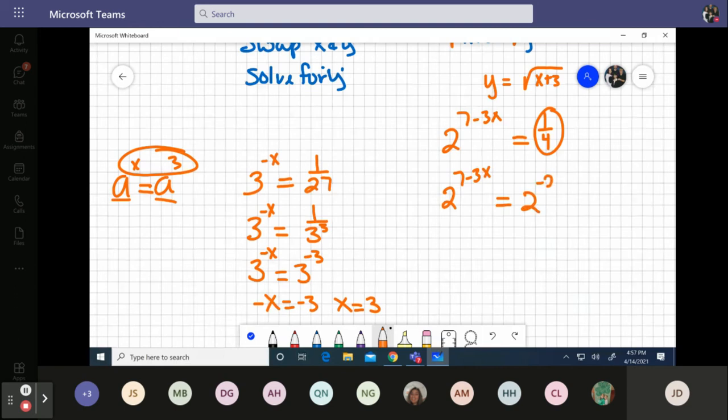Two to the negative 2, right? So that gives me 7 minus 3x is equal to negative 2. Getting rid of that 7, negative 3x is equal to negative 9. Dividing by that negative 3, x is equal to 3.